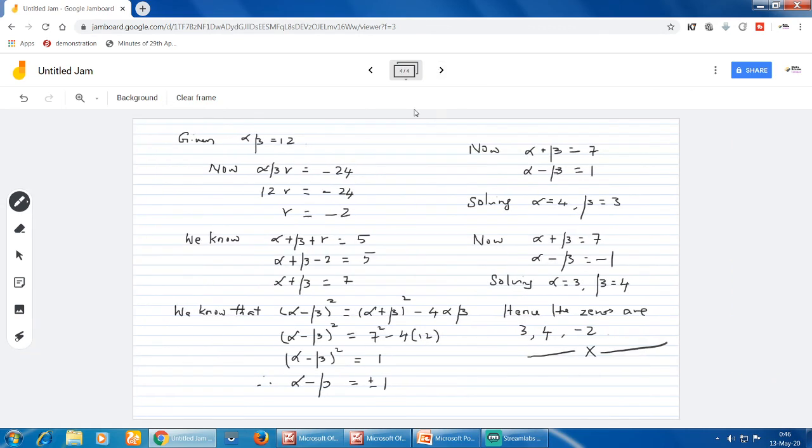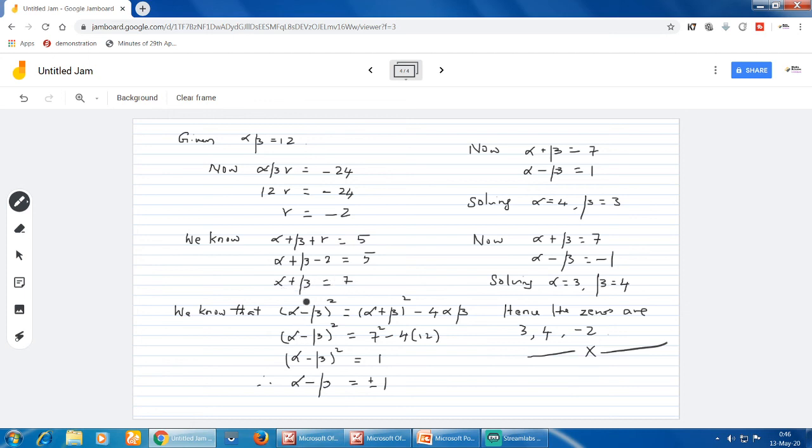Next step, you have to solve for alpha, beta, gamma. So alpha beta is 12. You know alpha beta gamma is already minus 24. Substitute alpha beta is 12, so you get gamma equal to minus 2. Now we know that alpha plus beta plus gamma is 5. Now you substitute for gamma, so that you get alpha plus beta equal to 7.